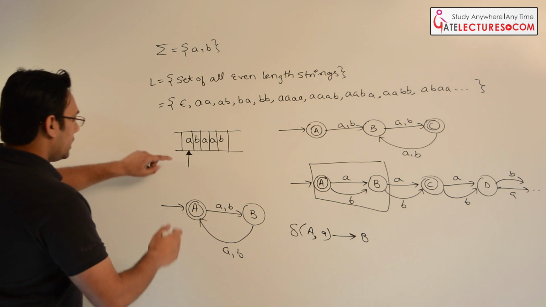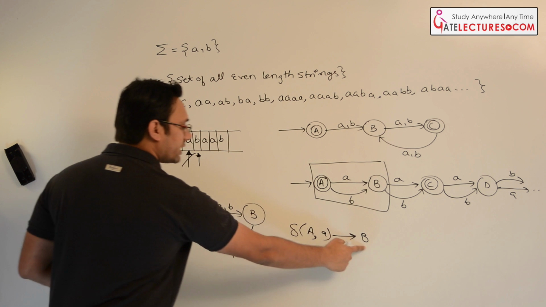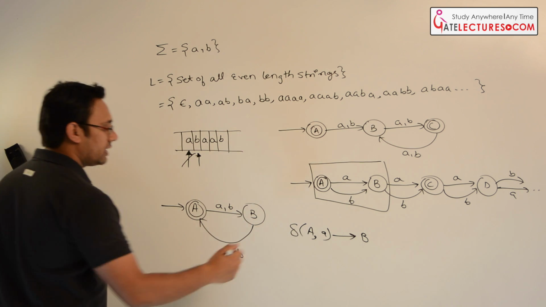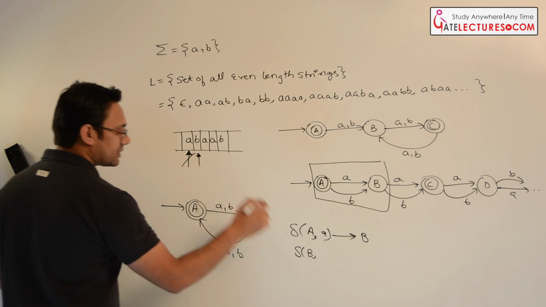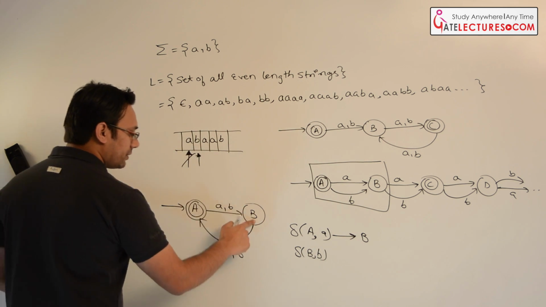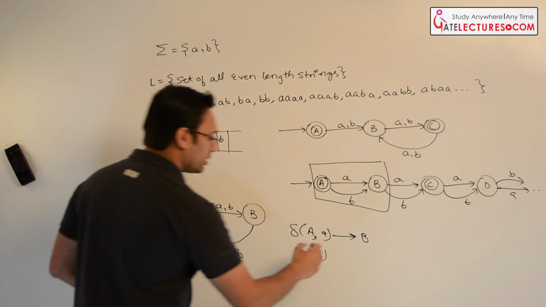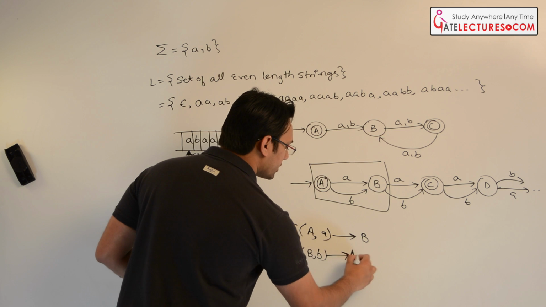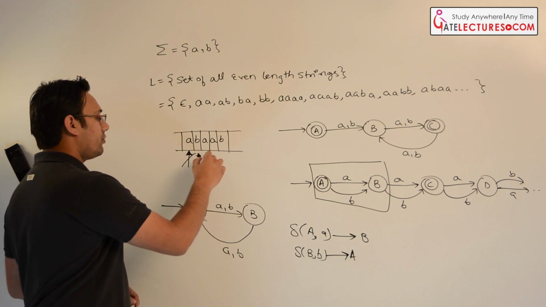Fine. Now we are reading the second symbol. We are at state B here. If we are at state B and we read the symbol B, then from B we go to state A. Therefore we make a transition to state A. Okay, now let us read the next symbol.